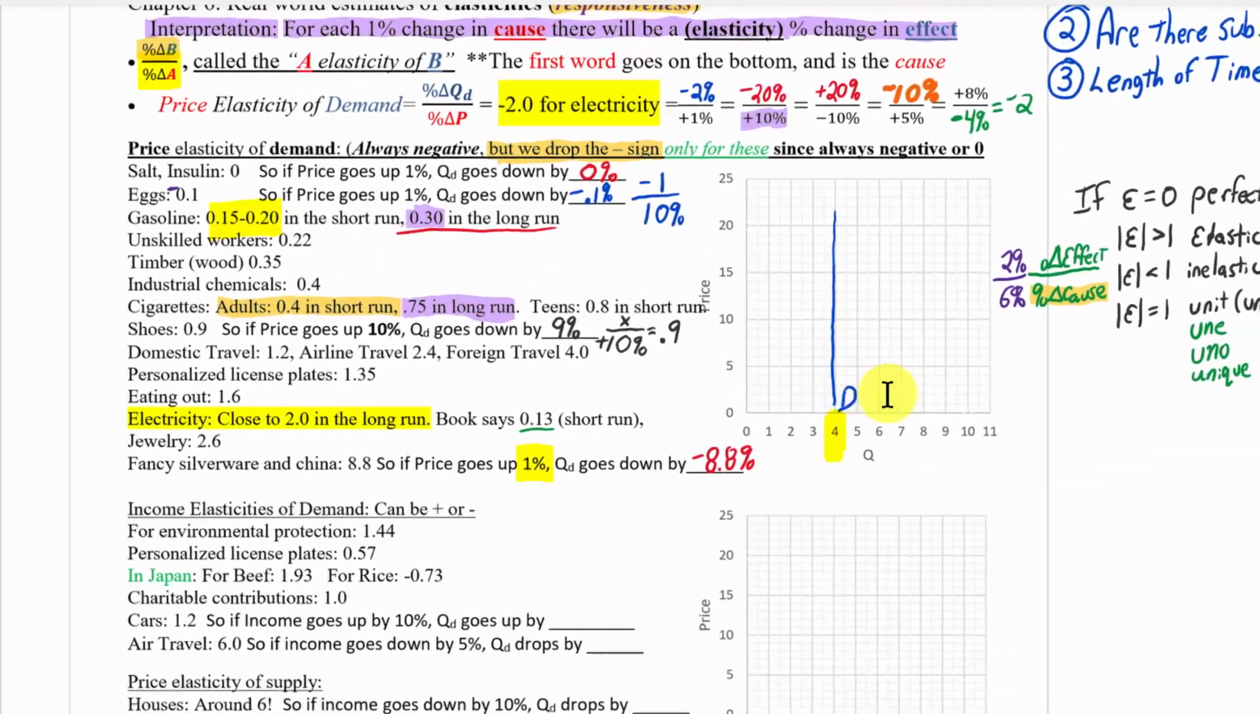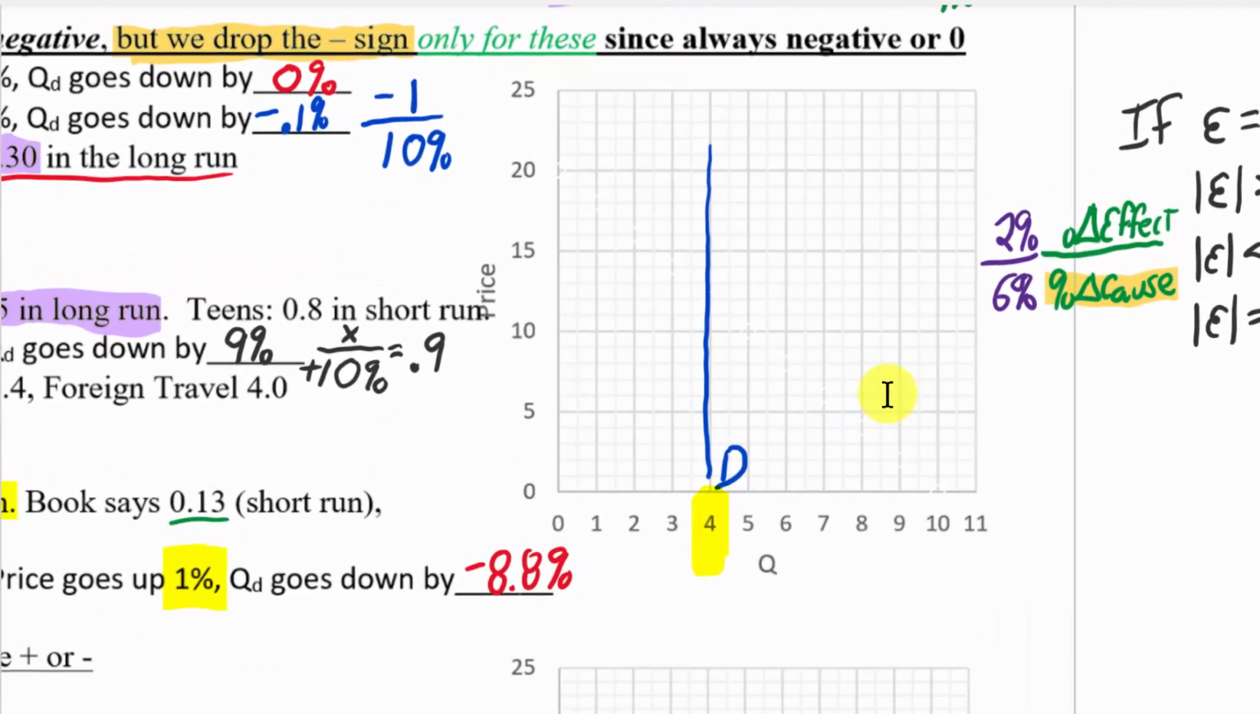So as demand gets more and more elastic, the slope of the demand curve, again, slope is not the same thing as elasticity, but they are related, and we'll talk about that a little bit more in our next lecture. But as the demand curve gets flatter and flatter, usually that's more elastic.